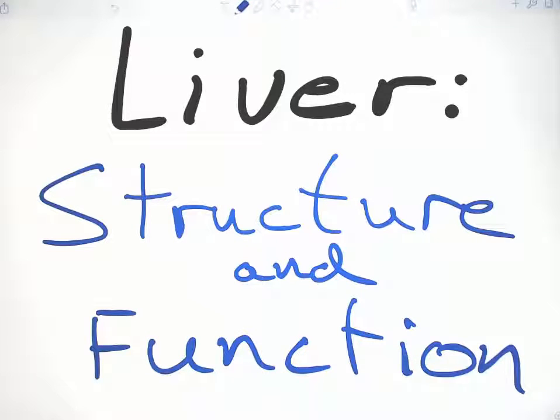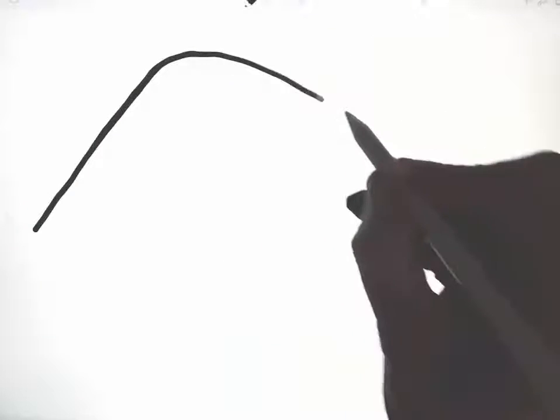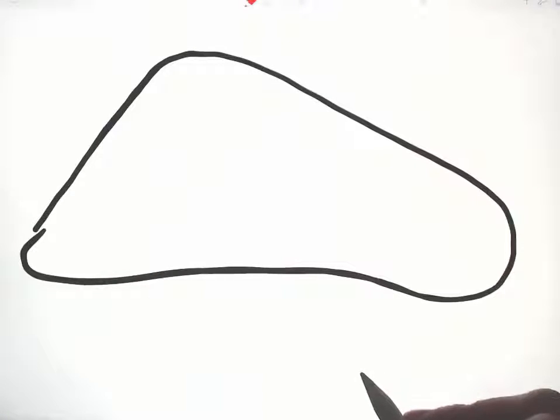In this video, I'll go through the structure and function of the liver. The liver is multi-lobed, but I'm just going to draw one lobe. First, let's look at the circulation of the liver.